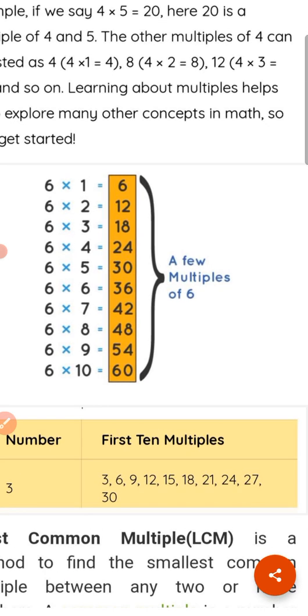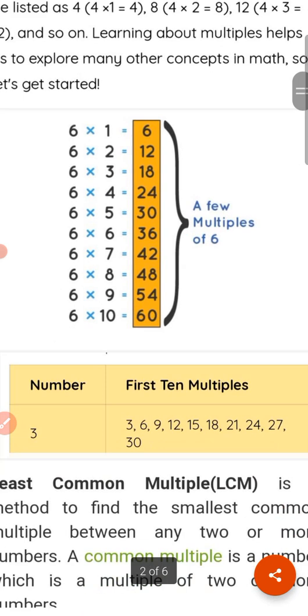6 1s are 6, 6 2s are 12, 6 3s are 18, 6 4s are 24, 6 5s are 30, 6 6s are 36, 6 7s are 42, 6 8s are 48, 6 9s are 54, 6 10s are 60. So 6, 12, 18, 24, 30, 36, 42, 48, 54, 60 are the first 10 multiples of 6.